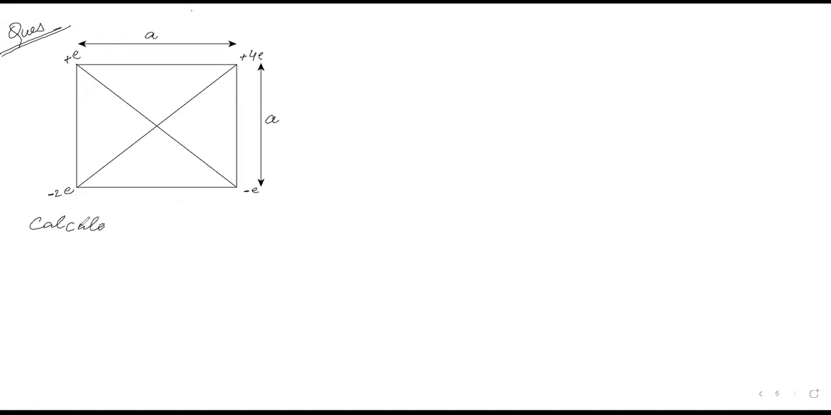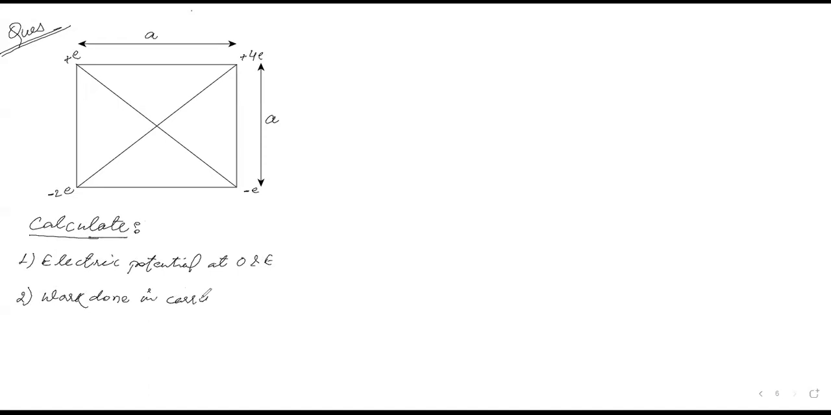Calculate the first one: electric potential at O and E. Second one is work done in carrying an electron from O to E.